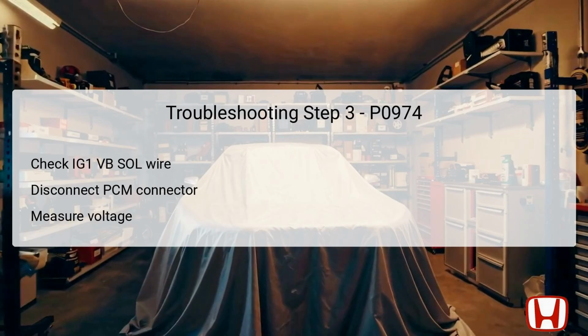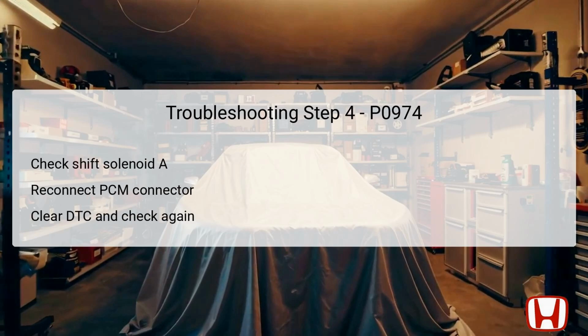If you find battery voltage at this point, it verifies that the IG1 VB sol wire is functioning correctly, allowing you to progress further in troubleshooting. If not, you must repair any open circuit issue in the wire between the PCM and the number C31 fuse under the dash. In the fourth troubleshooting step, reconnect the previously disconnected PCM connector A before proceeding.